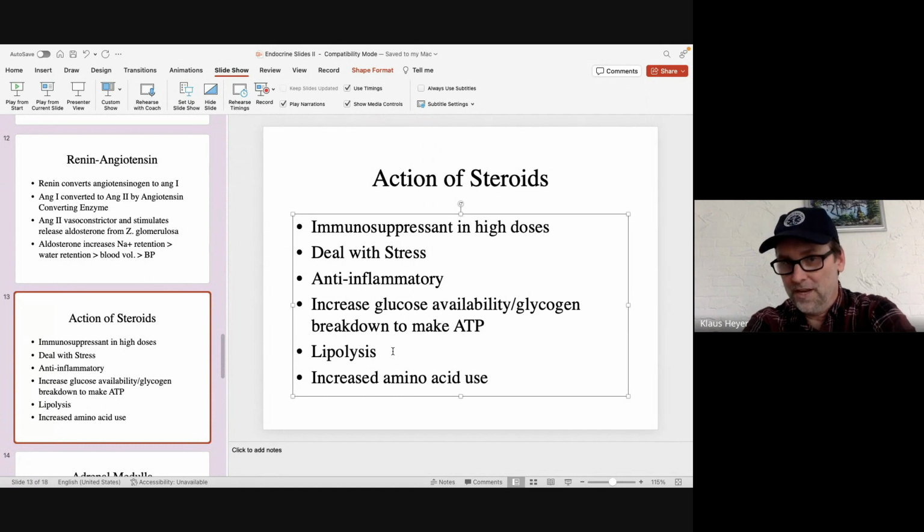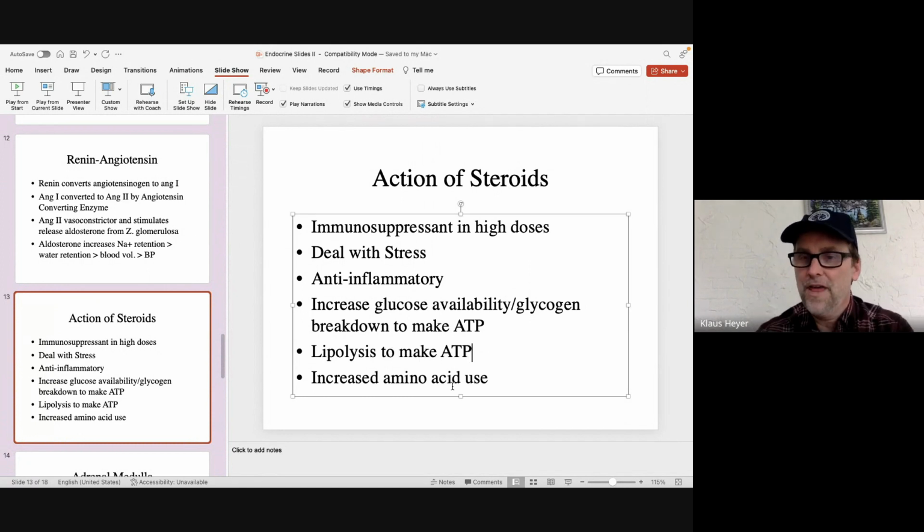Lipolysis, that's breaking down fat. We use all that ATP to put the amino acids together to make some kind of protein, right? So you want to increase the amount of amino acids that you take from your food and the amount that you use. That's the material.